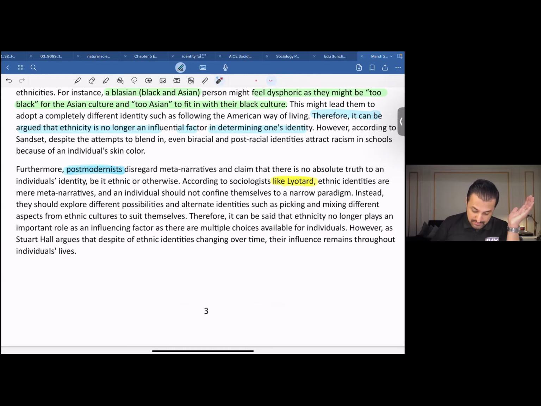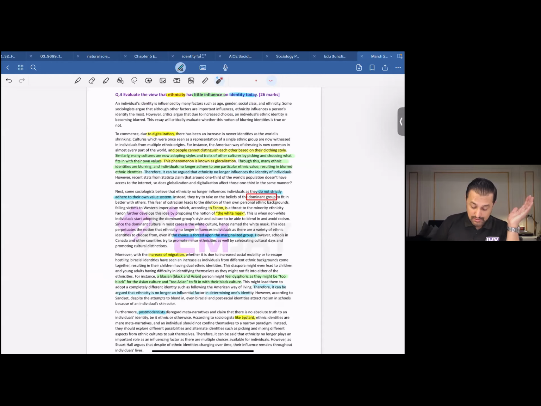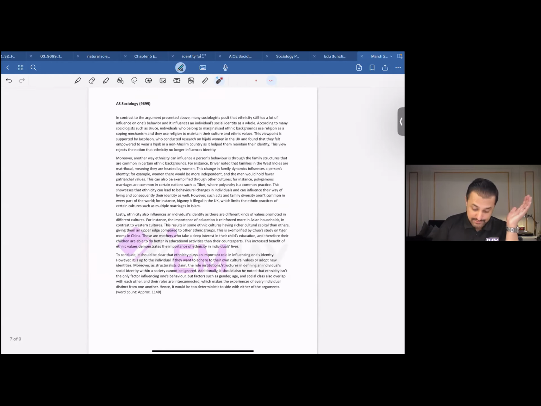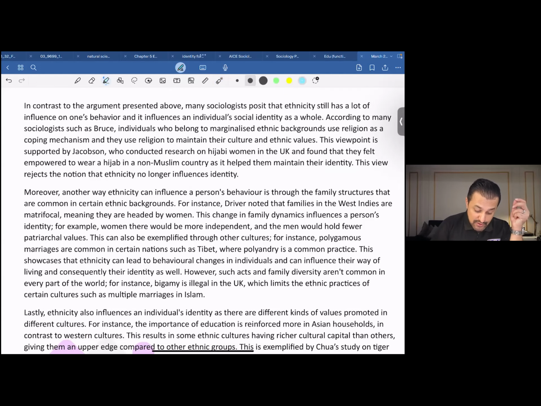So yeah, we're done with writing down content in support of the argument. We now move on and write down content against this argument. Now, taking this ahead, in contrast to the argument presented above, many sociologists posit that ethnicity still has, now you're writing an antithesis, right? You're writing against this argument. Ethnicity still has a lot of influence on one's behavior, and it influences an individual's social identity as a whole.